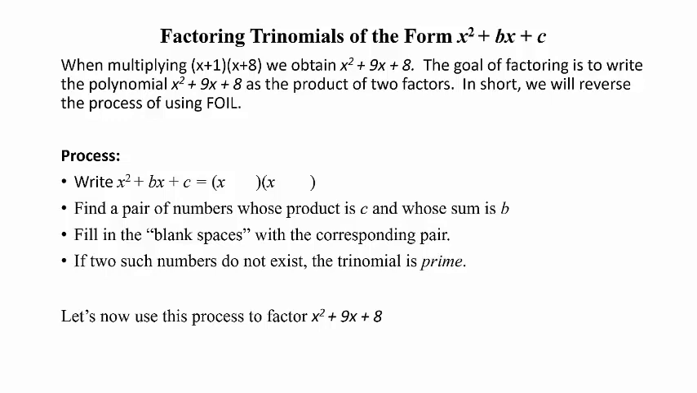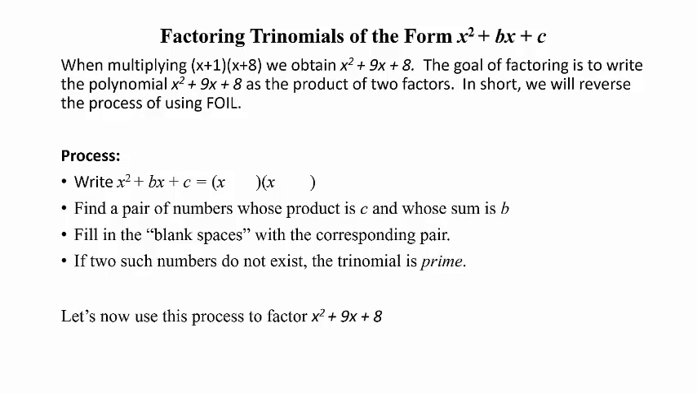In this video, we're going to introduce and discuss the process for how to factor a trinomial, specifically something of the form x squared plus bx plus c, where the leading coefficient in front of the x squared is just 1. So for example, when we multiply the quantity x plus 1 times the quantity x plus 8, we obtain x squared plus 9x plus 8.